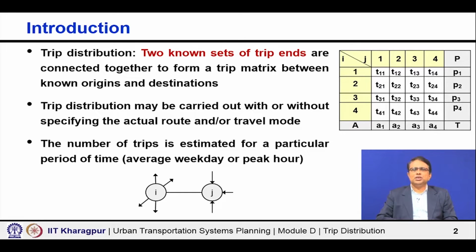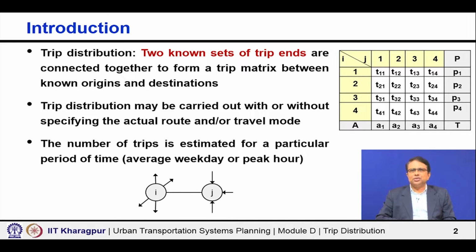So, the trip generation gave us the values of trip productions, that is P1, P2, P3, P4, and the trip attractions, that is A1, A2, A3, A4, in general. Now, in the trip distribution stage, we want to find out these internal cells which will match these productions and attractions. That is what we say: the two known sets of tripends are connected together to form a trip matrix between known origins and destinations.